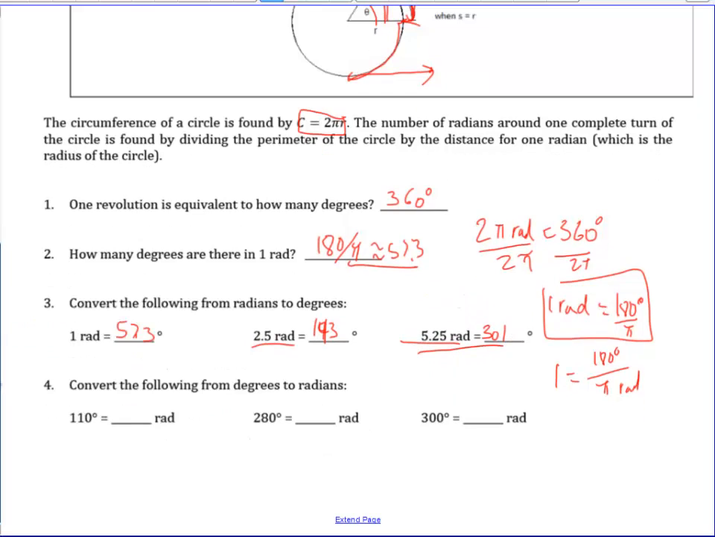Now if we're going the other way, if we want to go from degrees to radians, then we just have to invert our conversion factor. There are pi radians per 180 degrees. So we take our 110, multiply it by pi, and divide it by 180, and we see 1.92 radians.